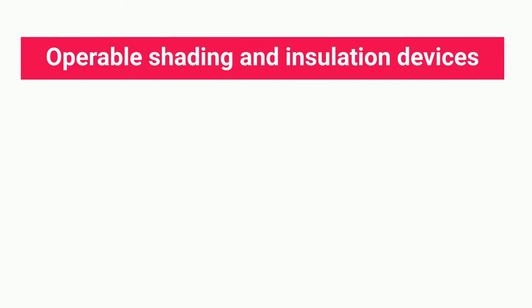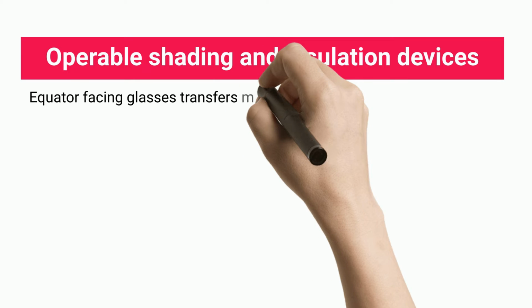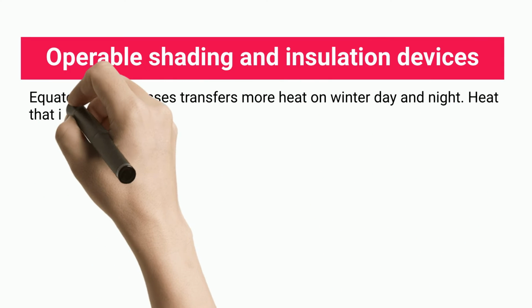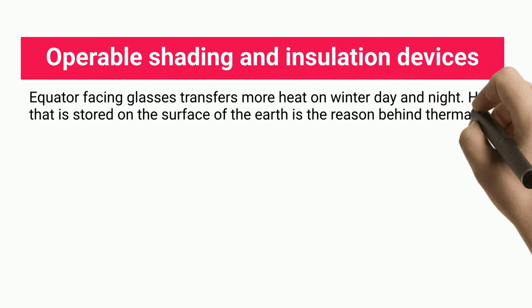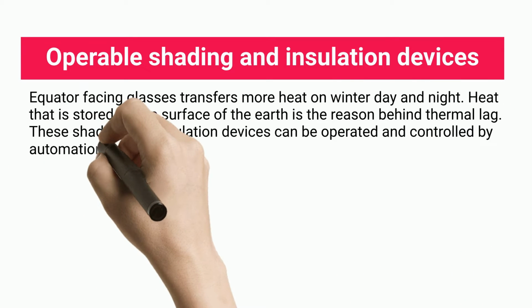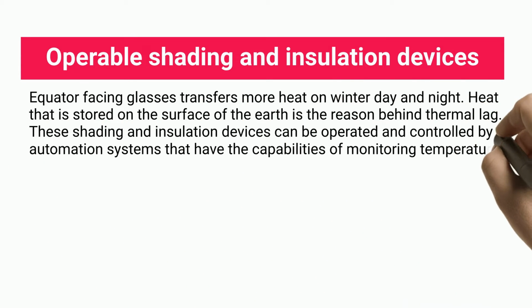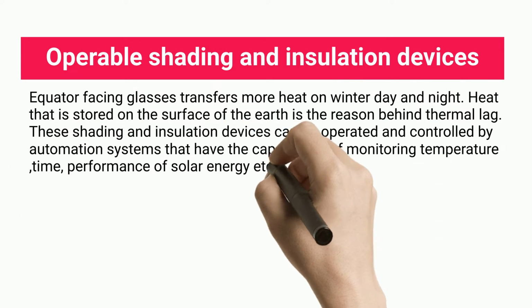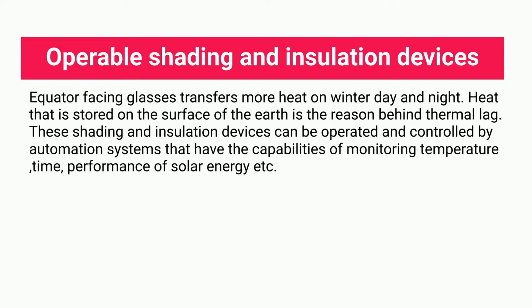Operable shading and insulation devices. Equator-facing glasses transfer more heat on winter day and night. Heat that is stored on the surface of the Earth is the reason behind thermal lag. These shading and insulation devices can be operated and controlled by automation systems that have the capabilities of monitoring temperature, time, performance of solar energy, etc.